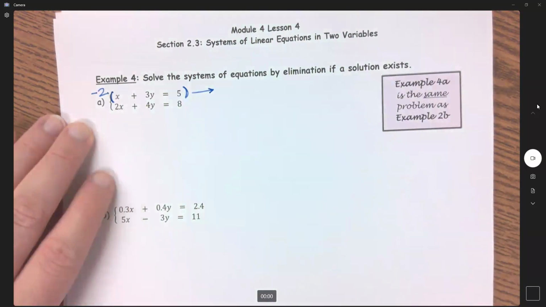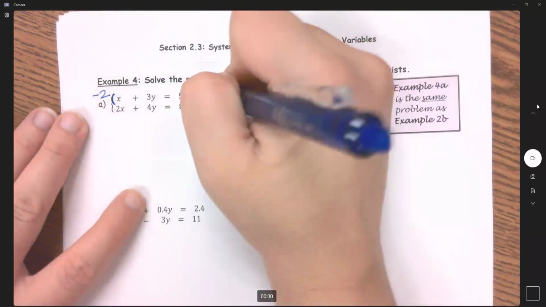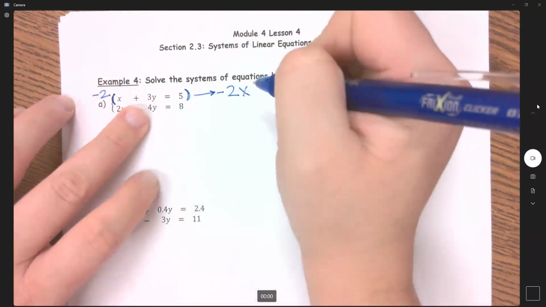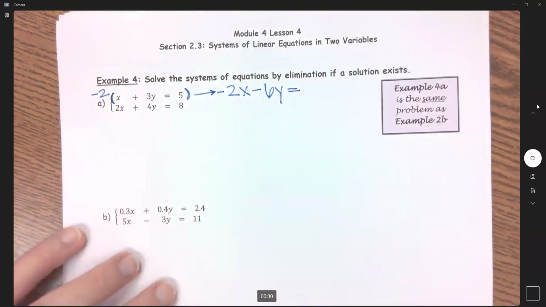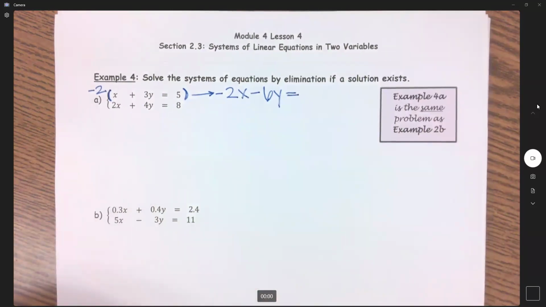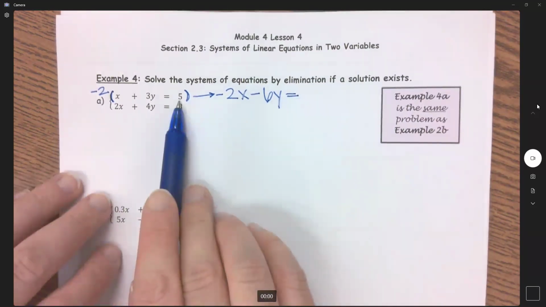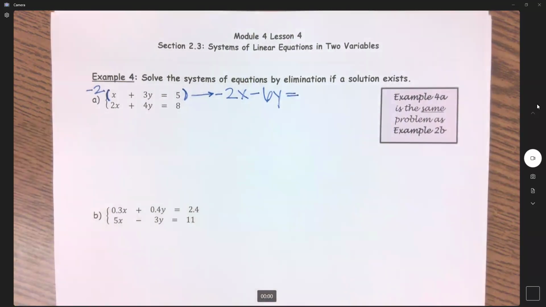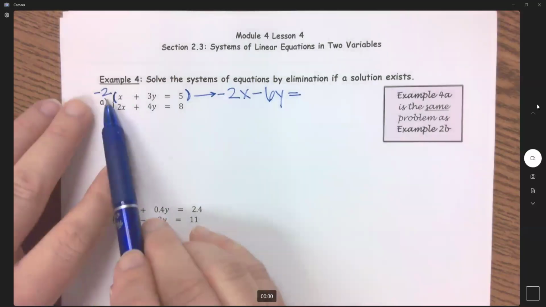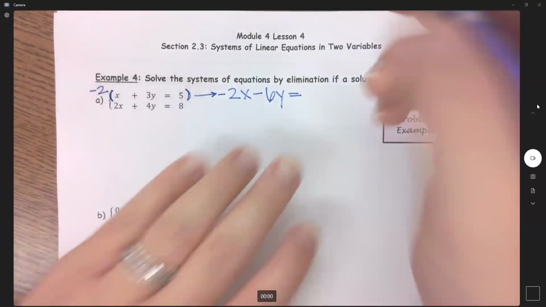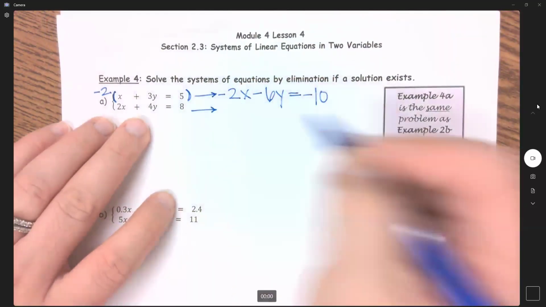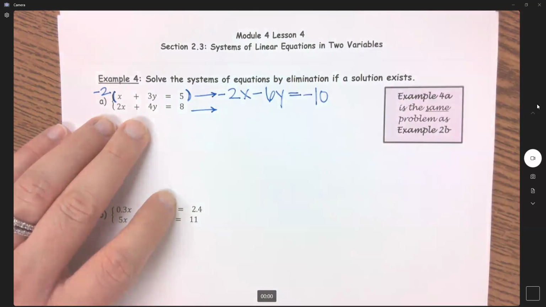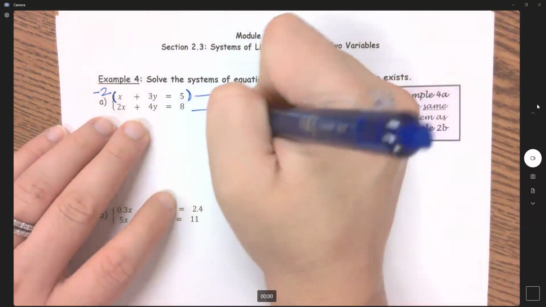So I'm going to do -2 times x, -2 times 3y. And then when we use elimination, the most common mistake that happens is we forget to multiply this constant. So you are multiplying the entire equation, not just the variable. So we also need to do -2 times 5 to get -10. And then I'm not multiplying this bottom one by anything, so I'm just going to rewrite it. I do want these to be stacked on top of each other.